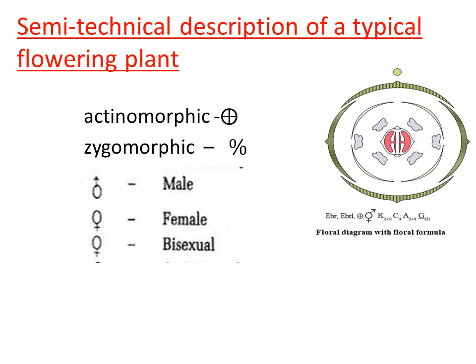Then gynoecium. Gynoecium is the female reproductive unit, so it is of superior ovary, and you have to write the symbol for superior ovary. Then the number of carpels is 2. They are fused, syncarpous, so you have to write the number in brackets. That means the carpels are fused. Right. So this is how, by using a simple formula, we can express the entire floral characteristic features.